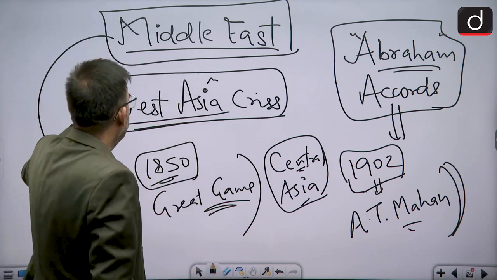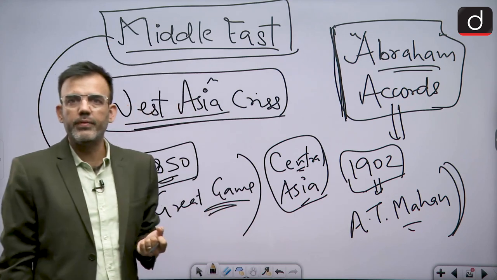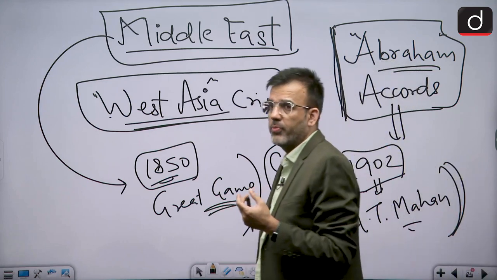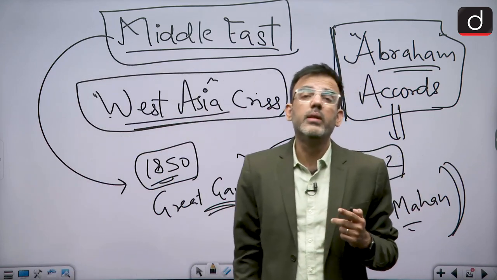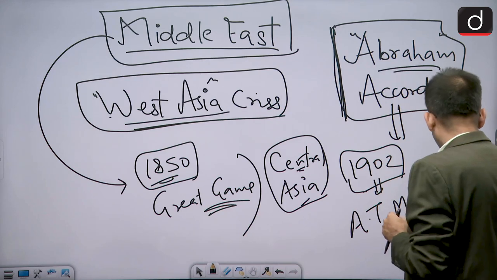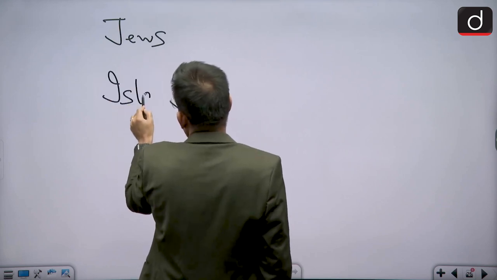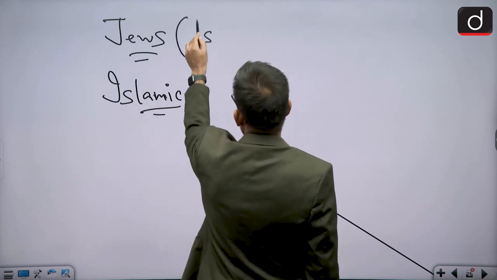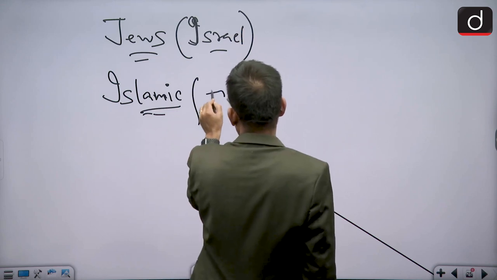This Middle East region, this West Asian region, is also the origin of the Abrahamic religions: all those religions which owe their origin to Abraham. Prominent among these are Judaism, Islam, and Christianity. Right now we are talking about Jews and Islamic groups. Jews are represented by Israel, the only majority Jewish country remaining. Islamic, all the Arab world.